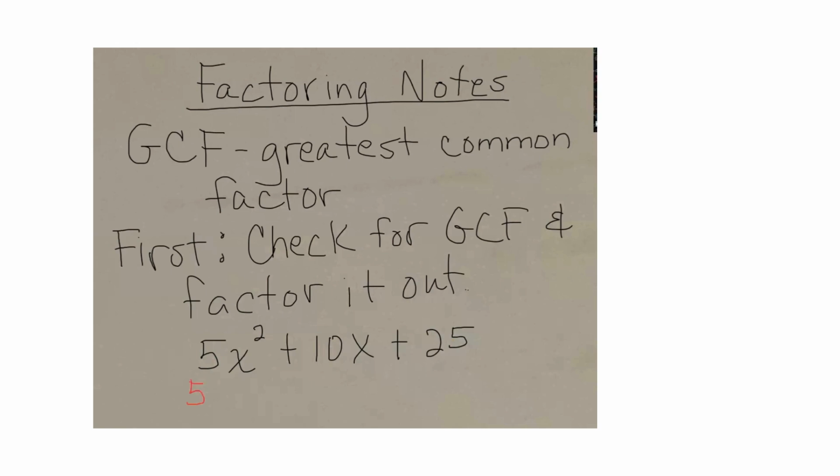So you're going to go 5, and then parentheses. And 5 times x squared, so you just have your x squared there. And then 5, you see what times 5 would give you 10x, and that's 2x. And then you say what times 5 would give you 25, and that's 5. So that's how you factor out the GCF.